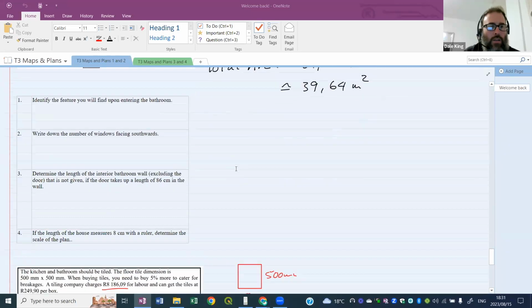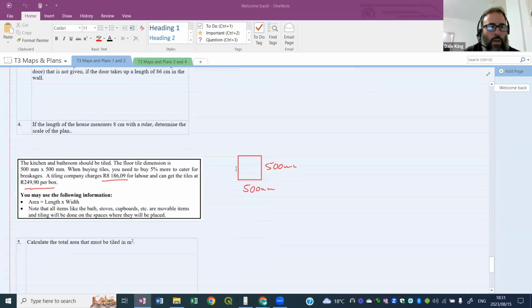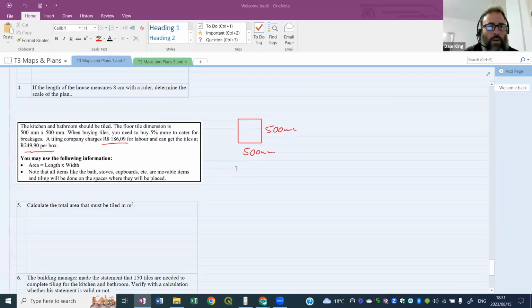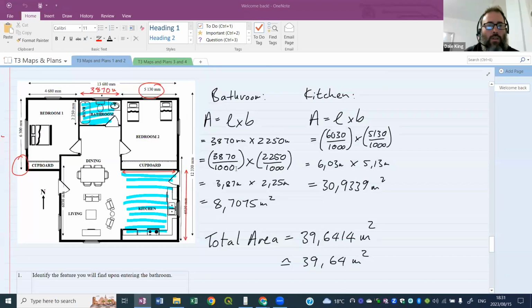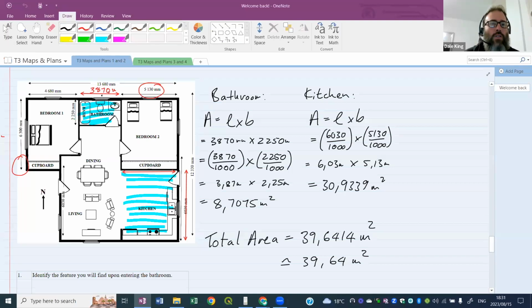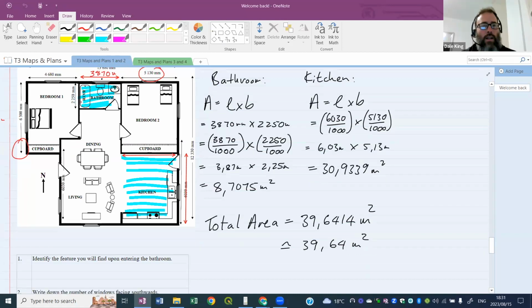Now, as far as I know, we were down here at question 5, right? So let's go back up and read the context again. This is a plan for a house. We answered some questions about the house. We filled in that dimension at the top there for the bathroom. So that red number at the top is the bathroom wall. We had to work that out.